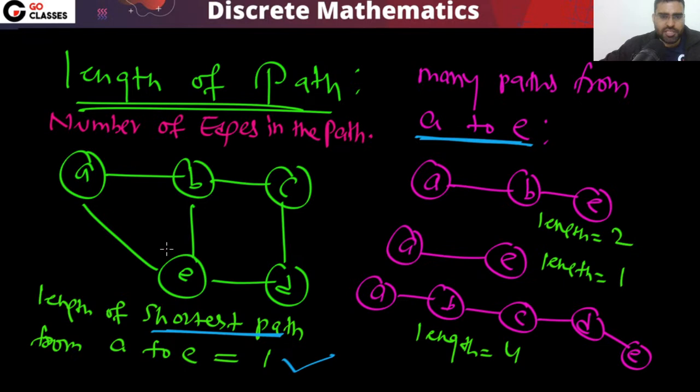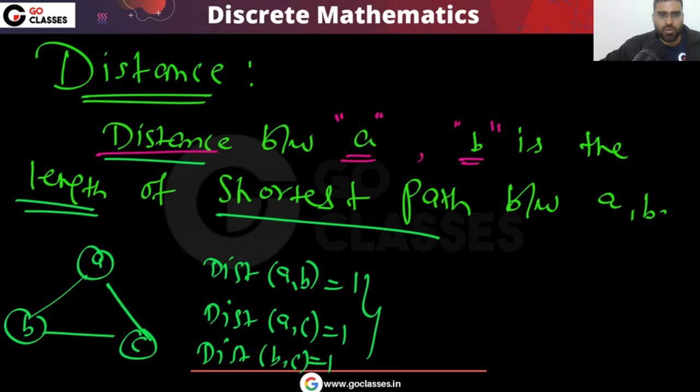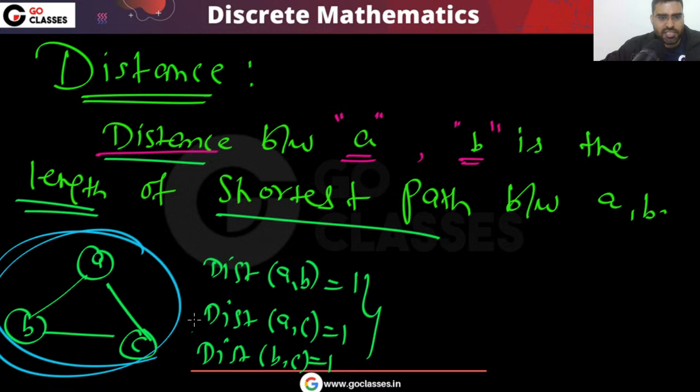What is the distance between A comma C? That will be 2. That is the shortest path. Distance between A comma D, that will be 2. Distance between B comma D, that will be 2. Distance between C comma D, that will be 1. So like this. Now, what is diameter? The distance concept is very simple. Distance means the length of the shortest path. So in this graph, the distance between any two vertices is 1.